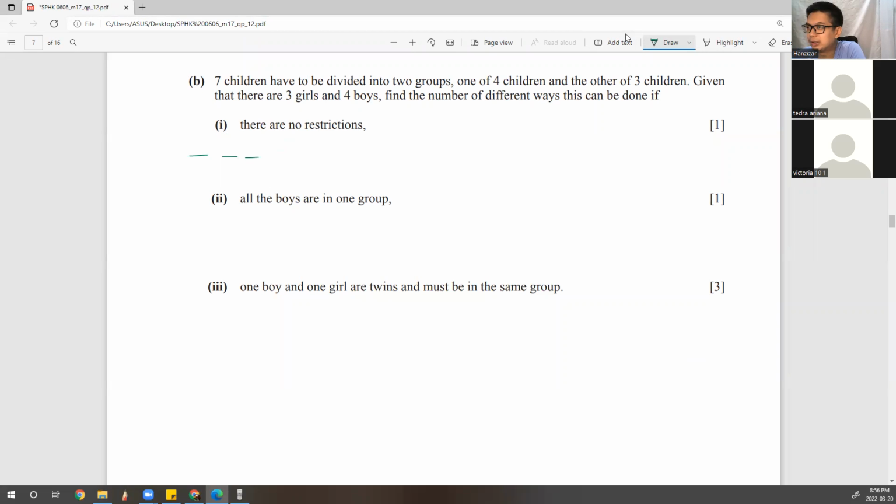So 4 children and 3 children. Oh, very simple. 7, 6, 5, 4, 3, 2, 1. Everything is the same, right? So 7 factorial. Also, all the boys are in one group.